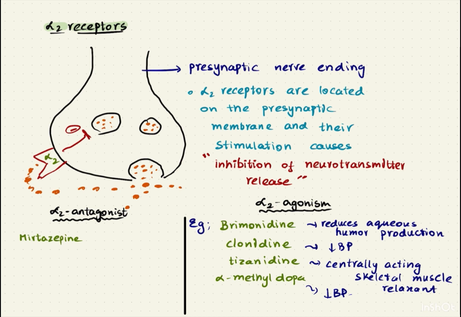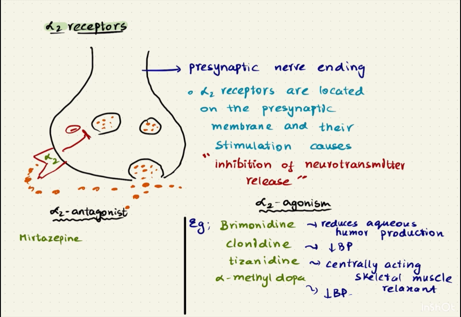This diagram here is that of a presynaptic nerve ending, and it is important to note that alpha 2 receptors are present on the presynaptic membrane, and their stimulation will cause inhibition of further neurotransmitter release. As you can see, various adrenergic neurotransmitters are being released from the presynaptic membrane by fusion of the vesicles, and these neurotransmitters go and act on the alpha 2 receptor here, and stimulation of these alpha 2 receptors produces inhibition of further release of neurotransmitters. Further release of neurotransmitters will not occur.